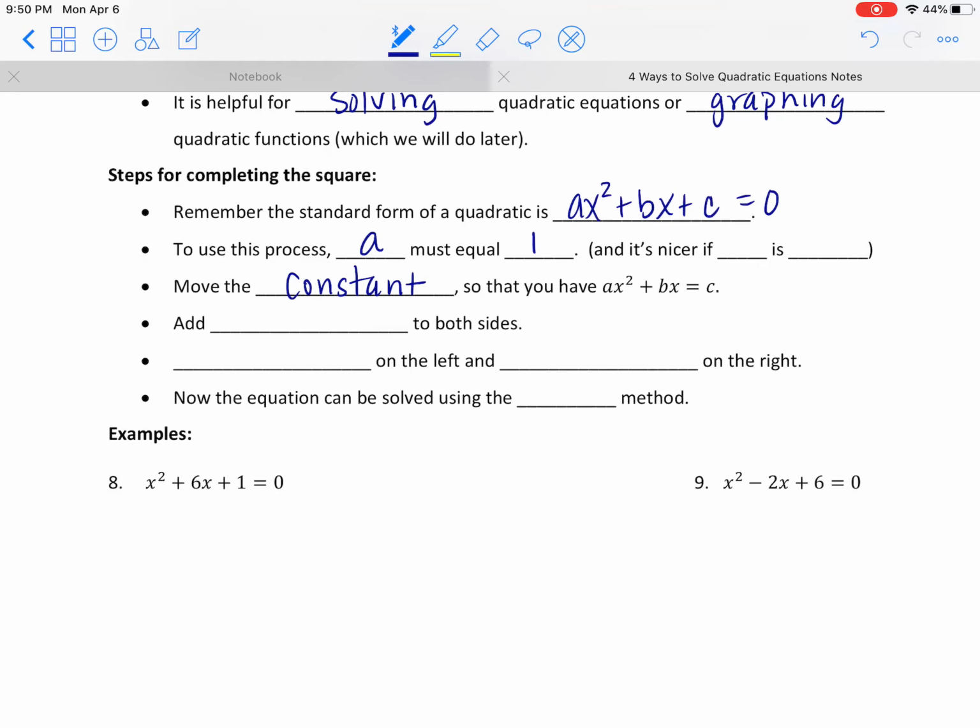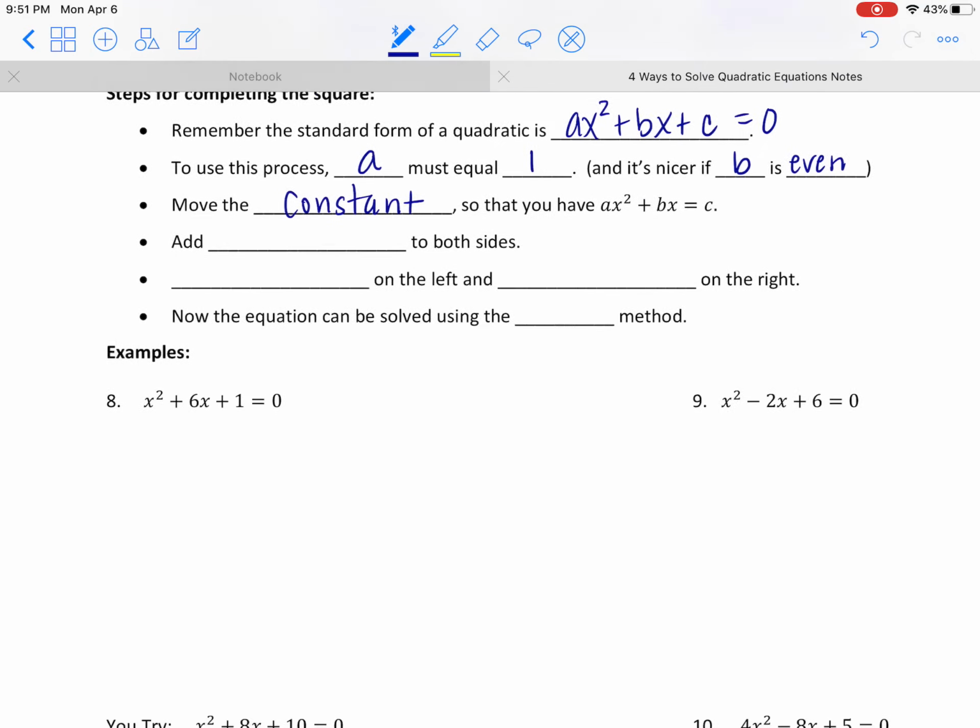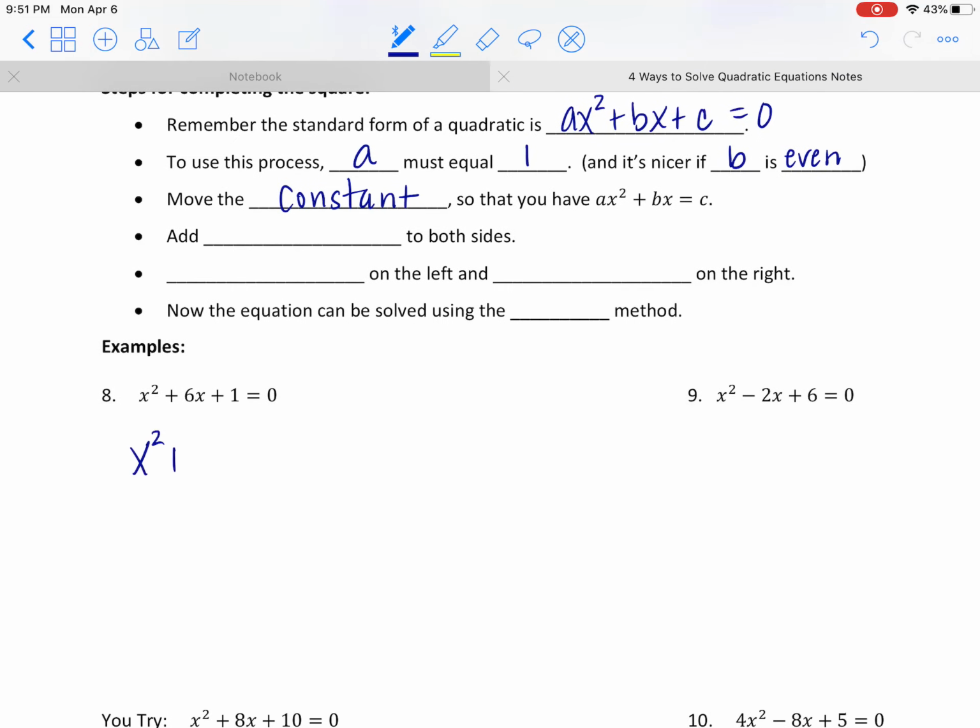Move the constant so that you have the ax squared, the bx, and then the equal c. Now, a stipulation of this process is that a has to equal 1, and it's really nice too if b is even, and you'll see why in a minute, but a absolutely has to equal 1 if you're using this process. If it's not 1, I'll show you how to make it 1, but a has to be 1, okay? So we want our equation to be equal to our constant. So for number 8, for instance, x squared plus 6x is going to stay where it is.